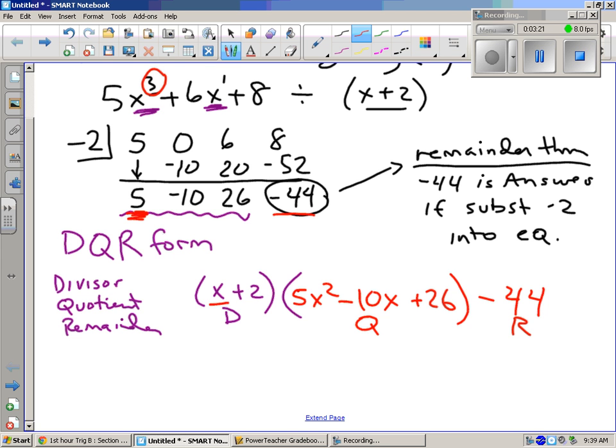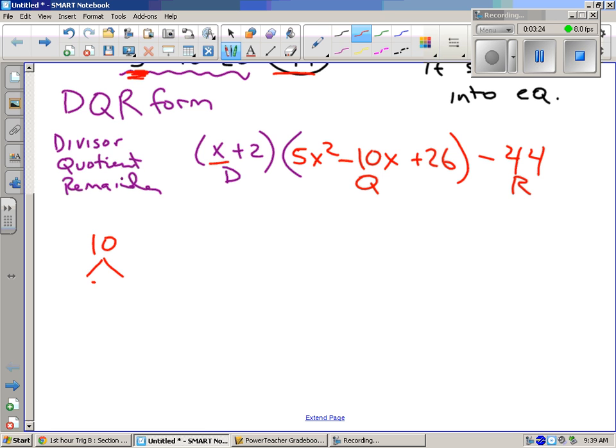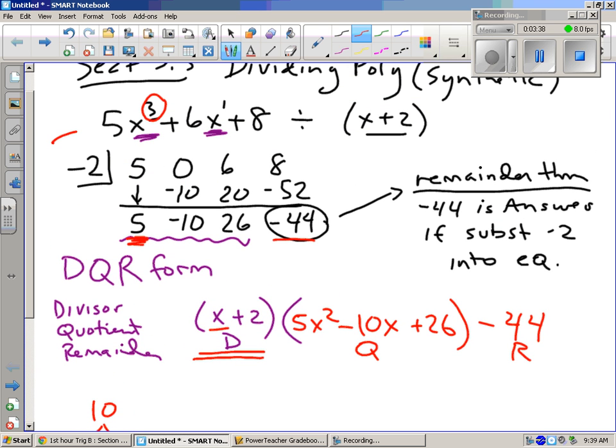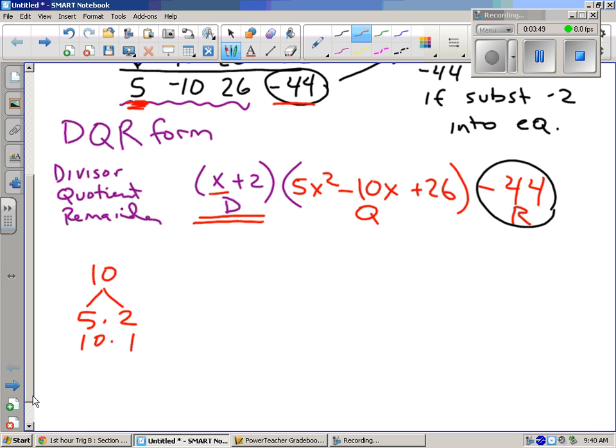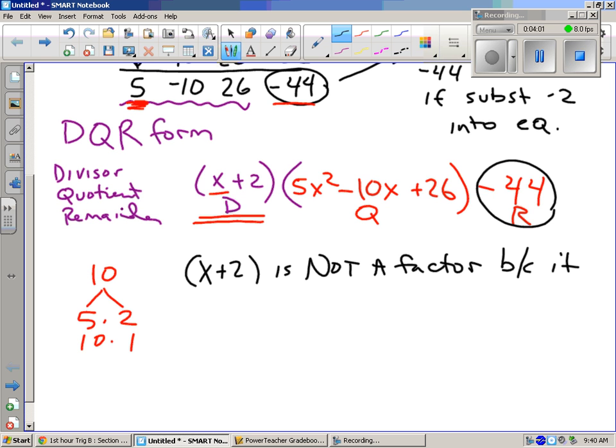Now, let's say we have the number 10, it factors 5 and 2, 10 and 1. They're called factors because they fit in evenly. Does x plus 2 fit in evenly to our original equation? Well, it's got a remainder. So if things have remainders, that means they don't fit in evenly. So we say x plus 2 is not a factor because it has a remainder.